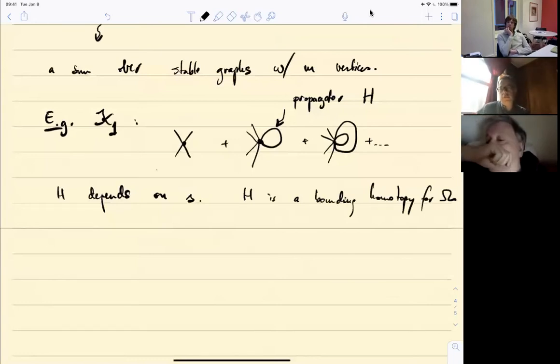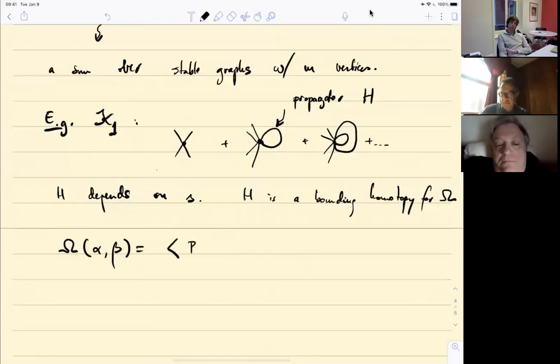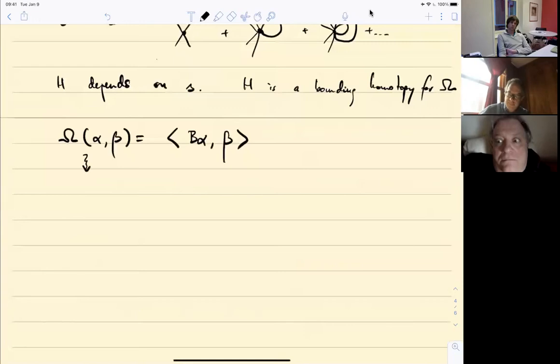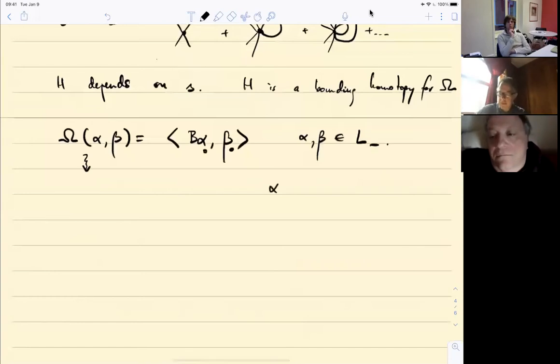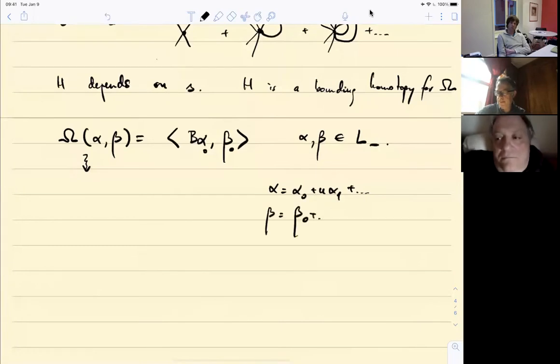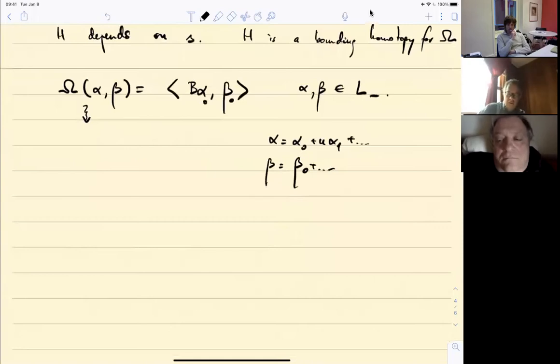Now, let me go back to stuff. There's so much notation in this story that I need to remind you what this is. Omega for 2 Hochschild chains, alpha and beta, was defined to be the pairing of B alpha and beta. And this omega, alpha and beta are in L minus. So in other words, alpha and beta look like alpha zero plus U alpha one plus and so on. And beta is in the same way. So I only take the zeros coefficients of them, I apply big B to one of them and pair it with the other one. This was kind of the crucial ingredient in the definition of delta.